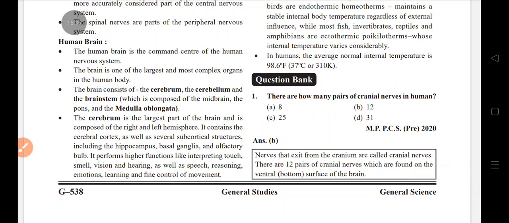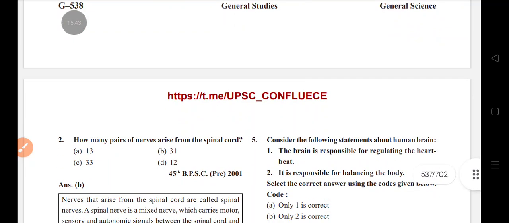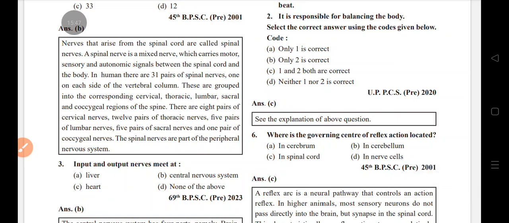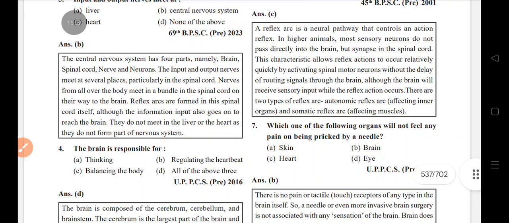How many pairs of cranial nerves are there in humans? 12. How many pairs of nerves arise from the spinal cord? 31. Input and output nerves meet at the central nervous system. The brain is responsible for thinking, regulating, and balancing the body.